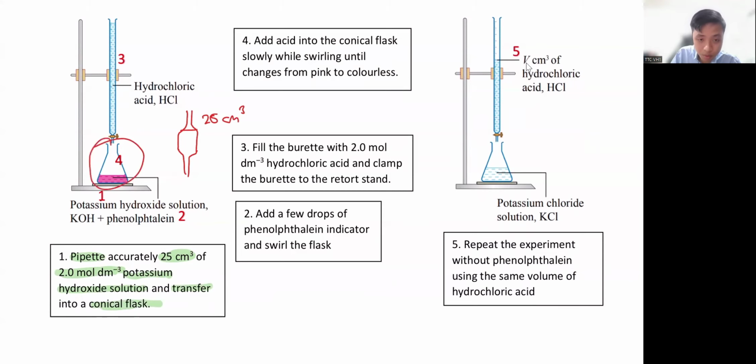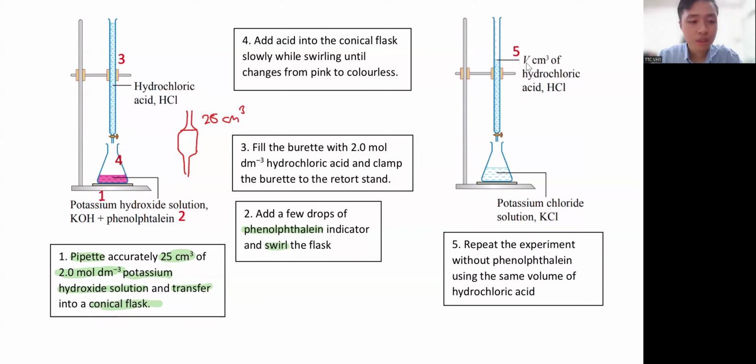So you put inside the conical flask. This is the first step. Second, you add a few drops of phenolphthalein indicator. You also learn some of the indicators like phenolphthalein, methyl orange, and universal indicator. But normally you put phenolphthalein. You put a few drops using your dropper, drop 1, drop 2, or 3 drops. Then you swirl the flask. Swirl means not shake.